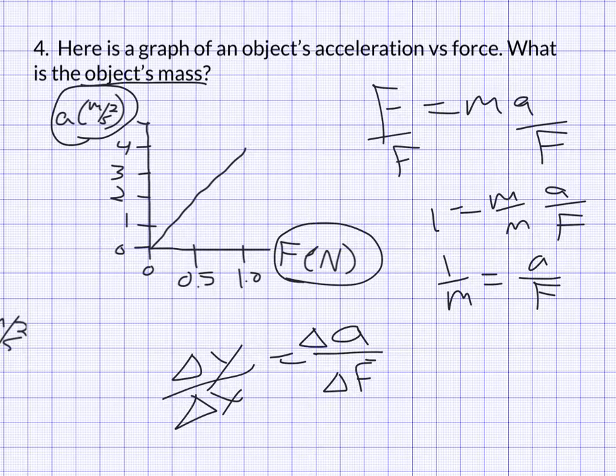So there are many ways you could approach this. One way would be, instead of doing delta y over delta x, you could do delta x over delta y. That would be the inverse of the slope. That's fine.